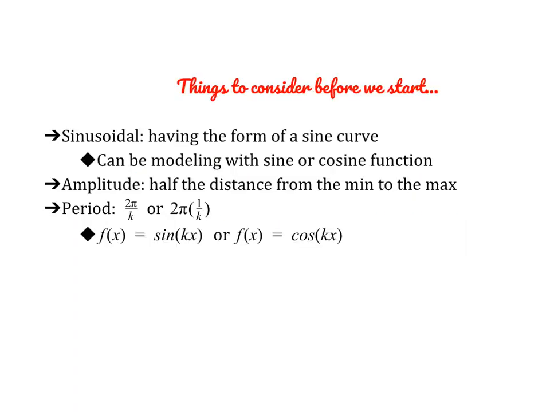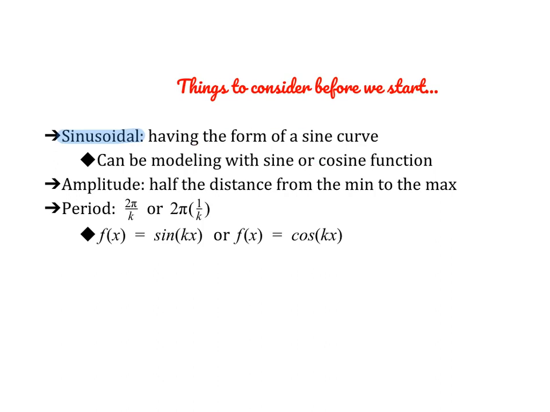So a few things to consider before we start our modeling. First is maybe a new vocab word for some of us, and it's the word sinusoidal. Sinusoidal means having the form of a sine curve. So we know that means making that wave shape. However, it can be modeled with either the sine or cosine function. So I don't want you to think that sinusoidal means it can only be modeled with sine. Sine or cosine can be used to model this type of pattern.